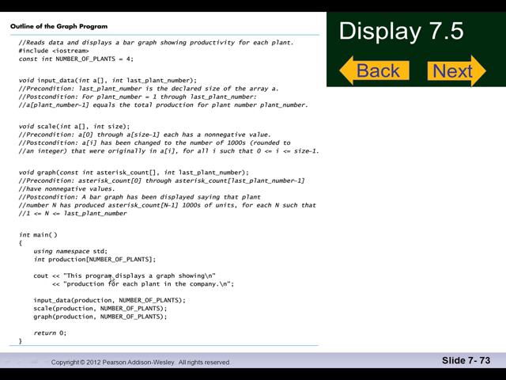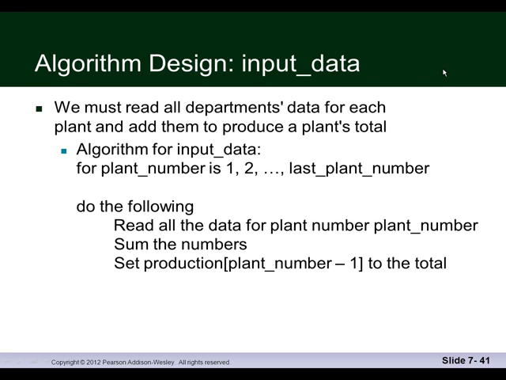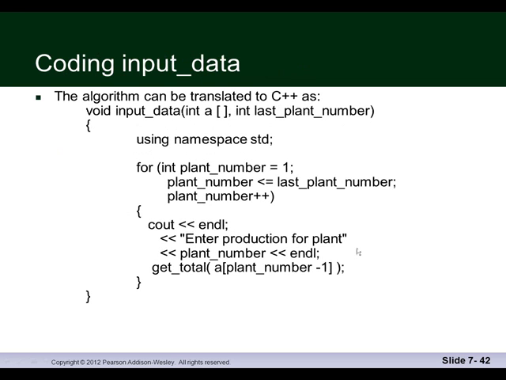My main is going to be small. I cannot have a large main anymore. My main, all it does is calling other functions. So we have the input for the plant numbers, and then set the production for plant -1 to the total. So we're using the loop again, 1 to last plant number, whatever it was, so we know what it is.